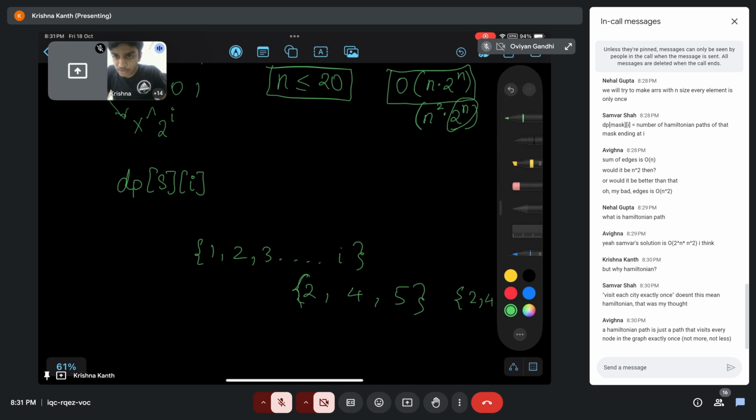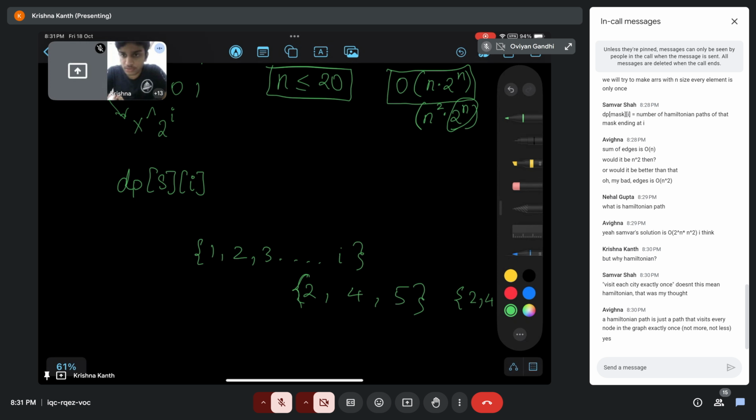You're saying Hamiltonian, but is it necessary that it has to be a Hamiltonian path? I'm not sure, I'm just asking. Is it necessary? Because I don't use that fact, at least not explicitly. Let me think about it.